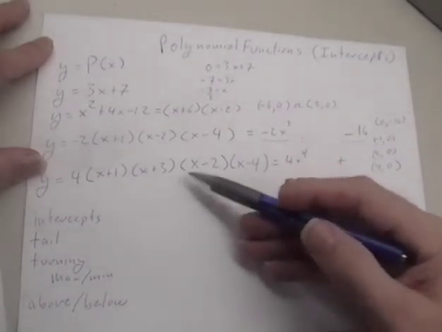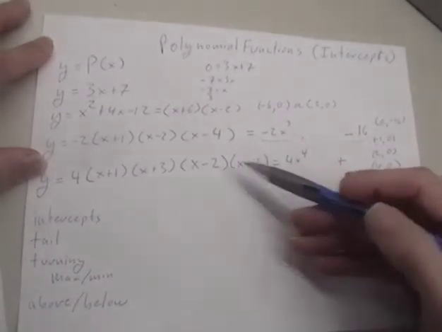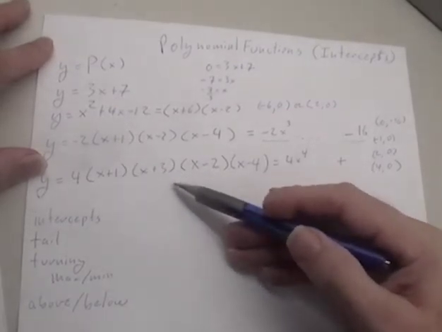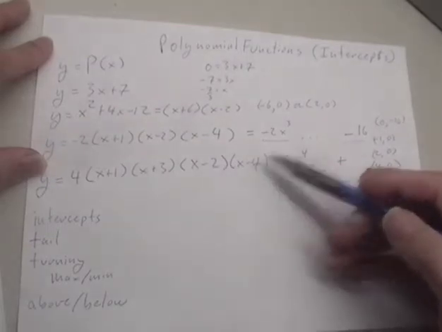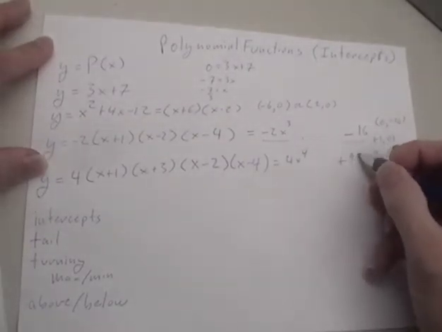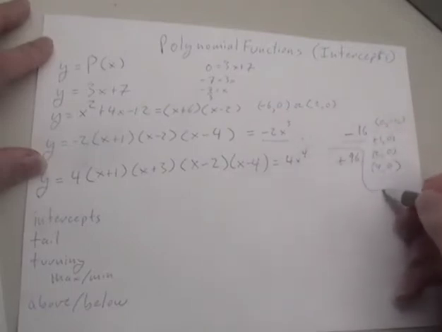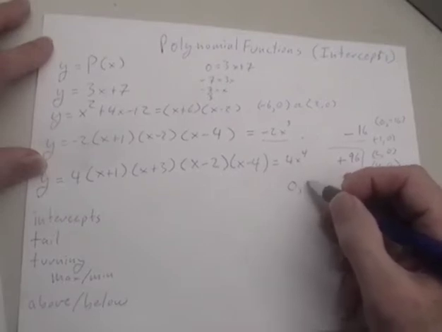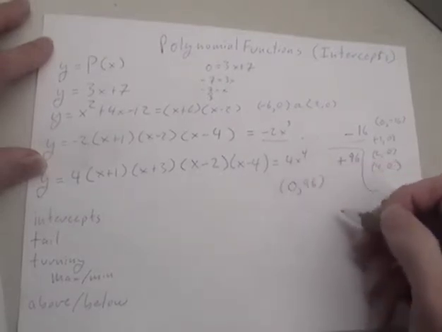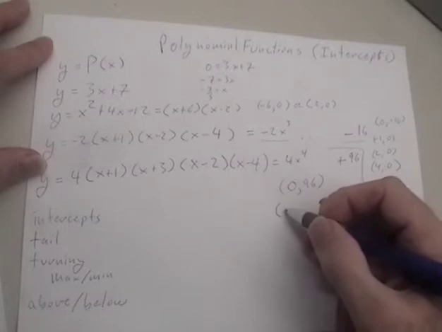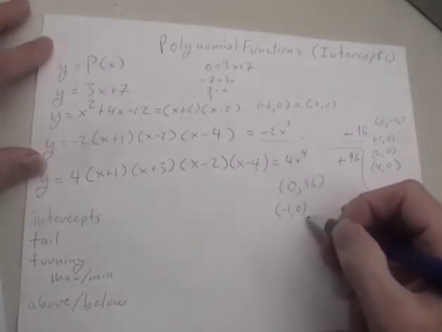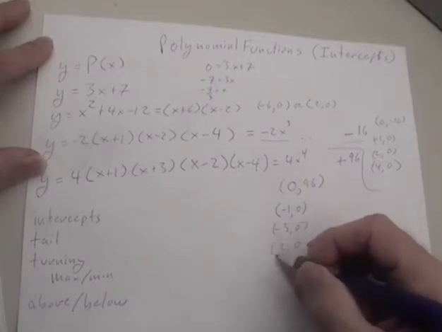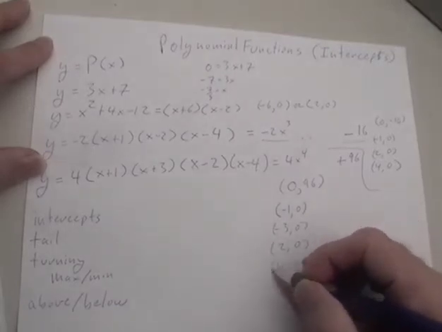4 times 1 times 3 times 2 times 4. That should be 4, still 4, 12, 24, 96. So for this graph, the y-intercept will be the point 0, comma, 96. The x-intercepts will be at negative 1, 0, negative 3, 0, 2, 0, and 4, 0.